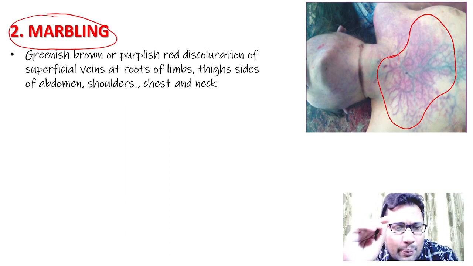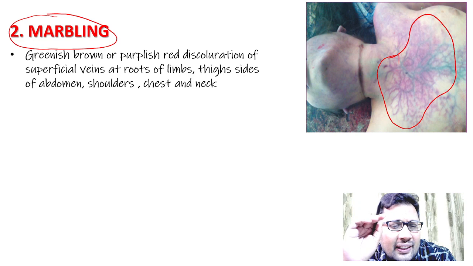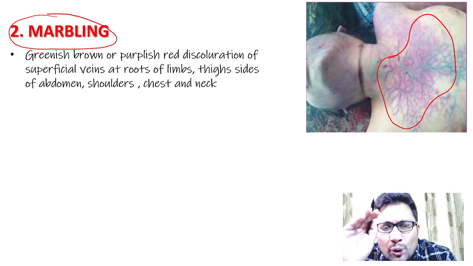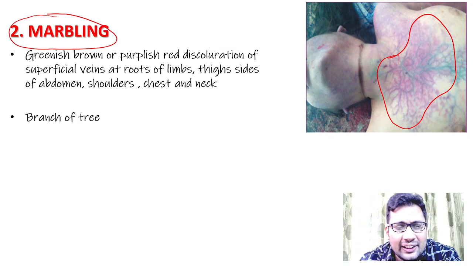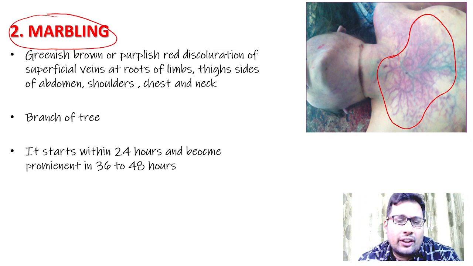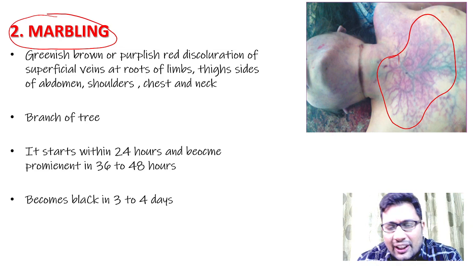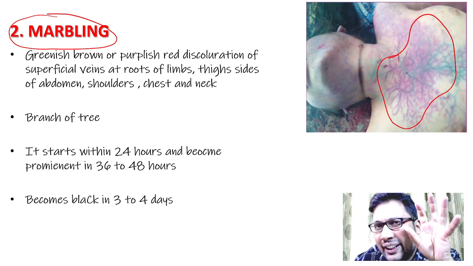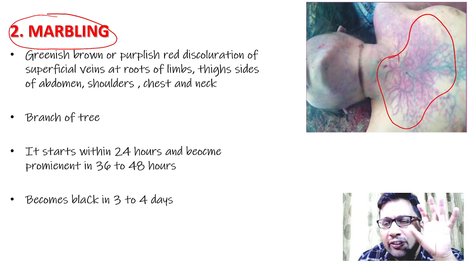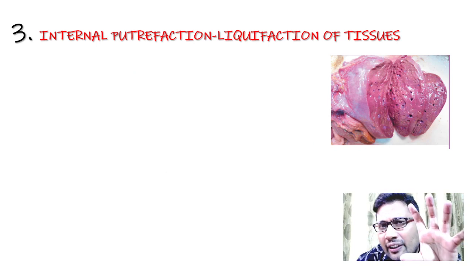It is the greenish brown, purplish red discoloration of superficial veins at the root of the limbs or thighs, sides of the abdomen, shoulder, chest and the neck. This is marbling. When it is seen, that is within 24 hours. It becomes very prominent in 36 to 48 hours. It becomes black in 3 to 4 days according to K.S.N. Reddy, 35th edition.